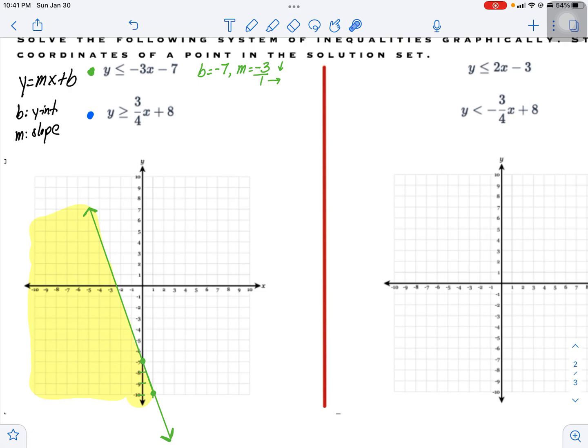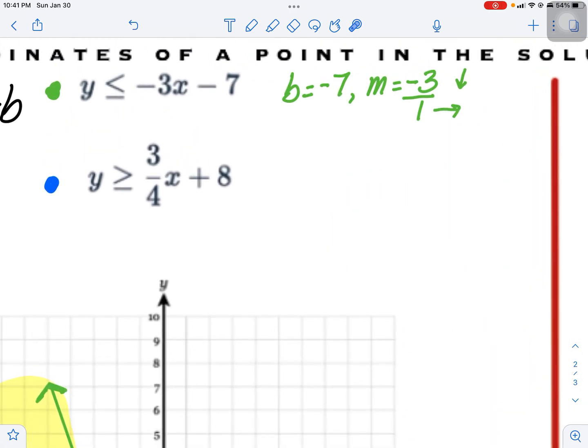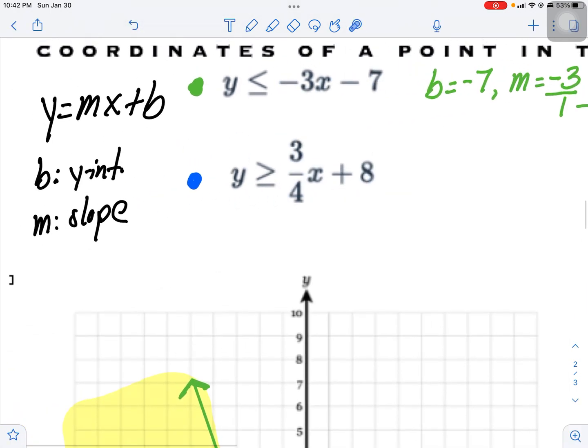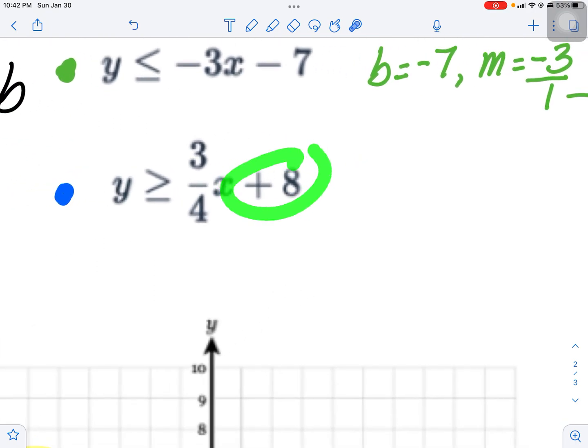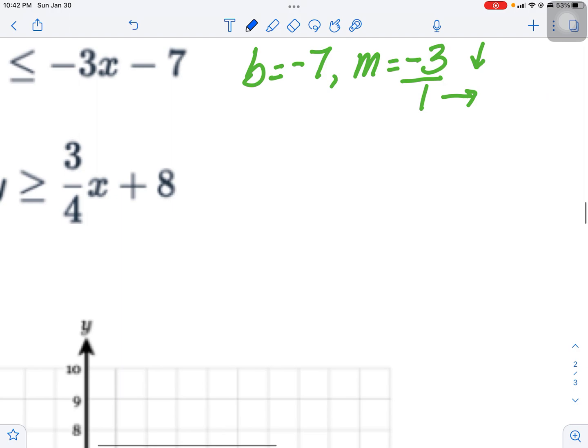But since this is a system, it has more than one equation. This is our first equation, and now we're going to do our second, our blue equation. So let us find the same thing. Let us find our y-intercept, which is b, the last number in our equation, which is 8. So b is equal to positive 8.